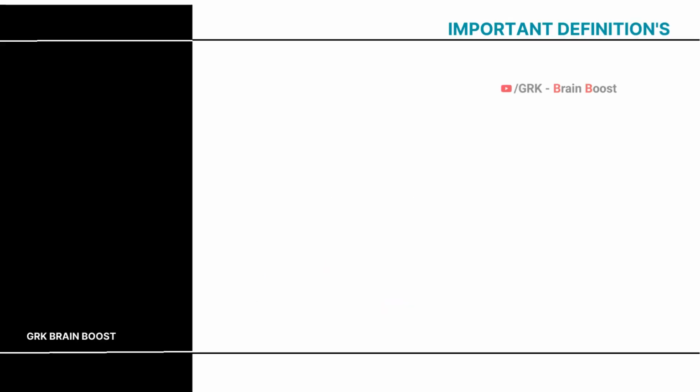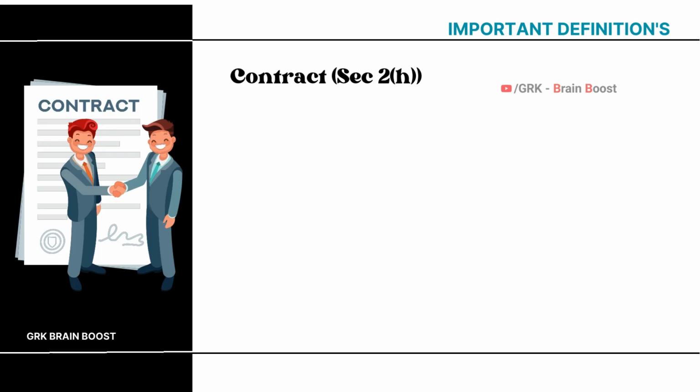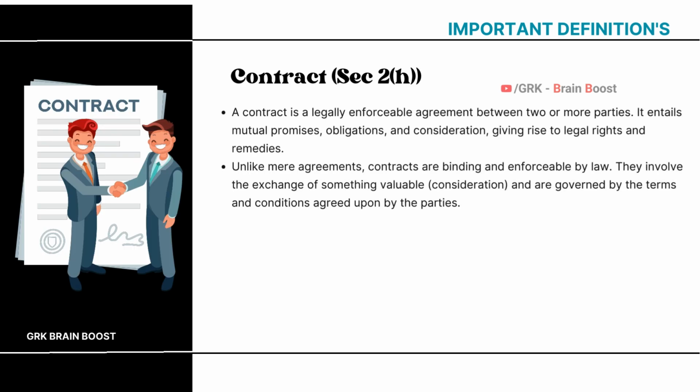Now let us look at the definition of contract. A contract is a legally enforceable agreement between two or more parties. It entails mutual promises, obligations, and considerations, giving rise to legal rights and remedies. Unlike mere agreements, contracts are binding and enforceable by law.